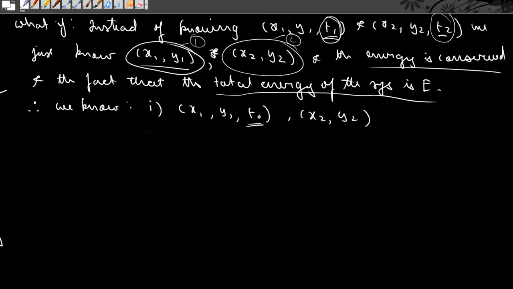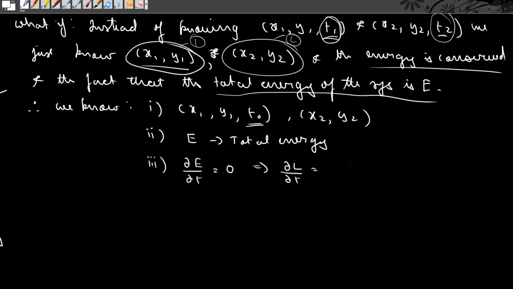Secondly, we know the total energy whose value is represented by E, plus we know that ∂E/∂t equals 0, which means our energy is conserved. So this implies that our Lagrangian is not explicitly dependent on time, which implies our Hamiltonian is not explicitly dependent on time.